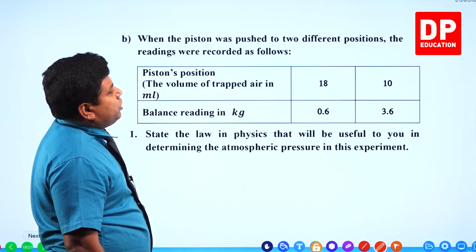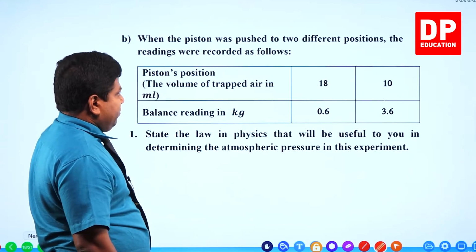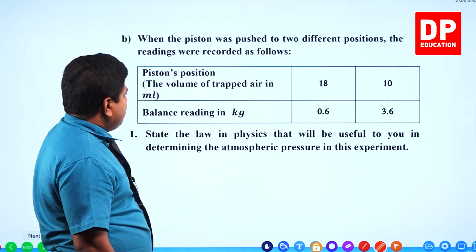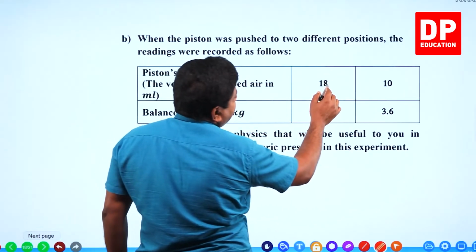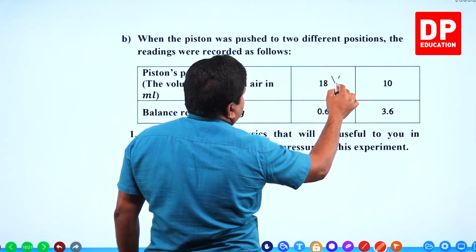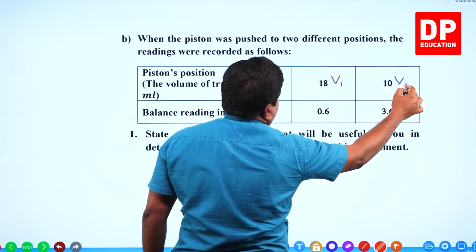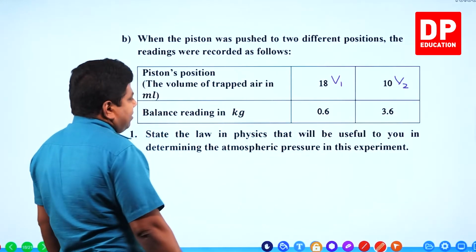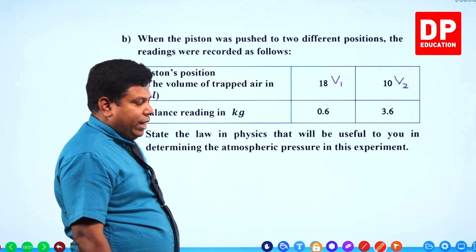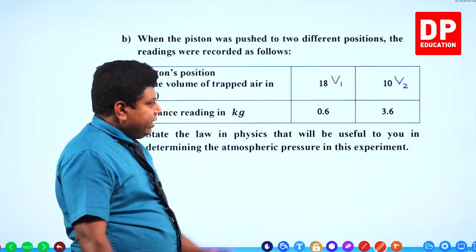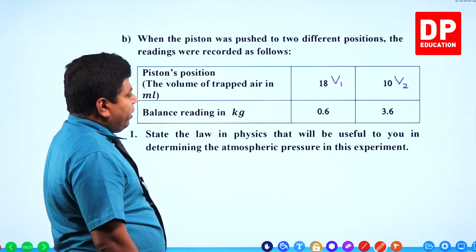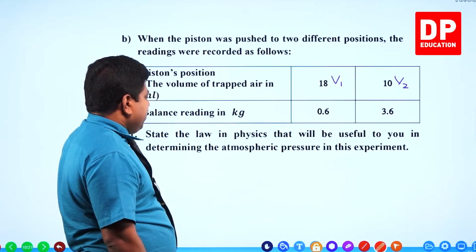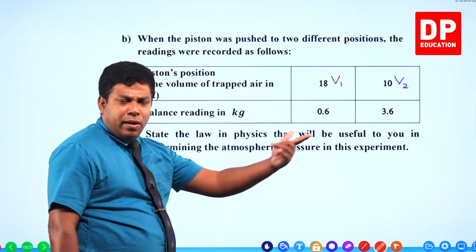When the piston was pushed to two different positions, the readings were recorded as follows. Piston's position, that's basically the volume of trapped air in milliliters, 18 and 10. So let's say this is V1, V2. Balance reading in kilograms, the weighing scale reading in kilograms, 0.6 and 3.6. State the law in physics that will be useful to you in determining the atmospheric pressure in this experiment. Boyle's law.